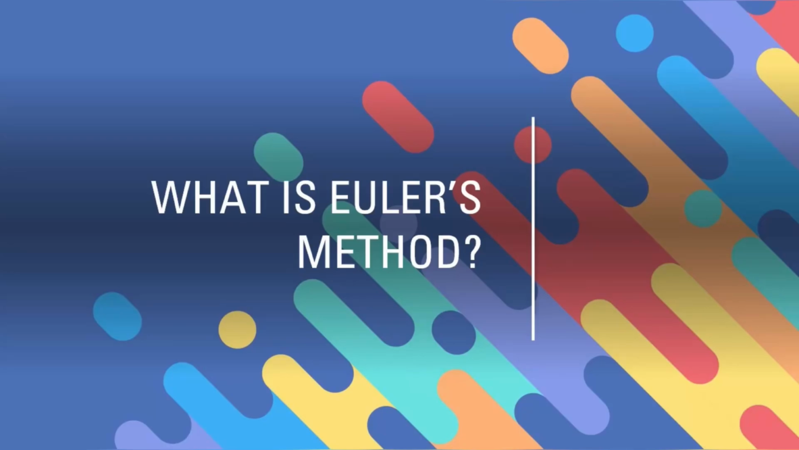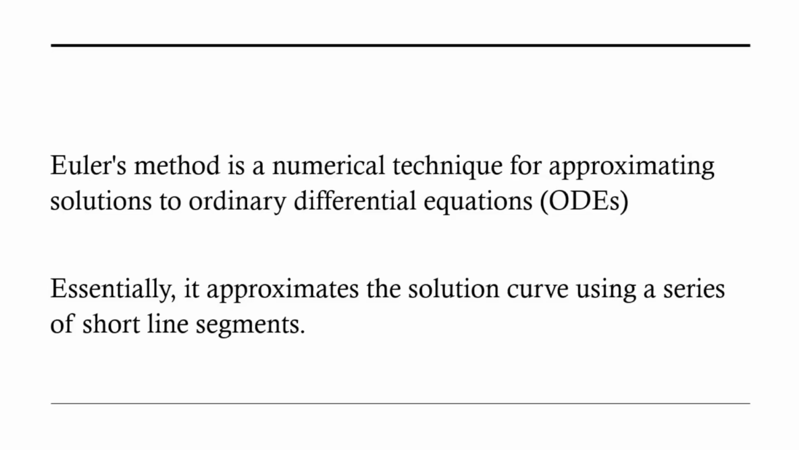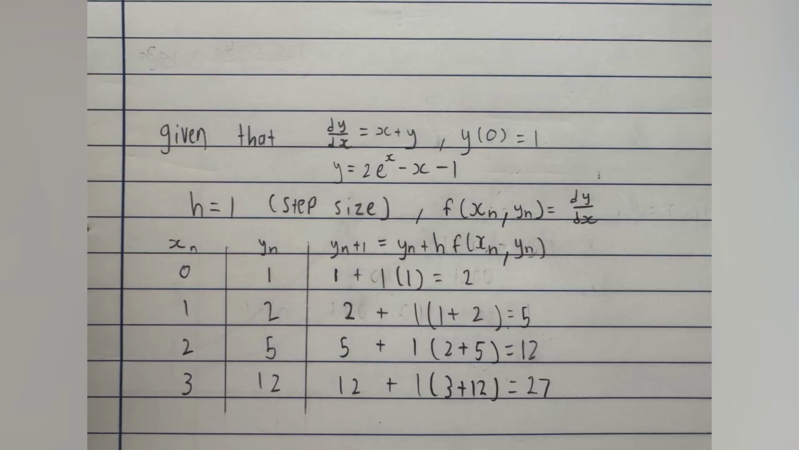As you may be wondering, what is the Euler's method? On the screen now is a definition, but essentially the Euler's method is a technique to find the approximate solution curve using a series of short line segments. Here is an example of the Euler's method to get everyone familiar with it.